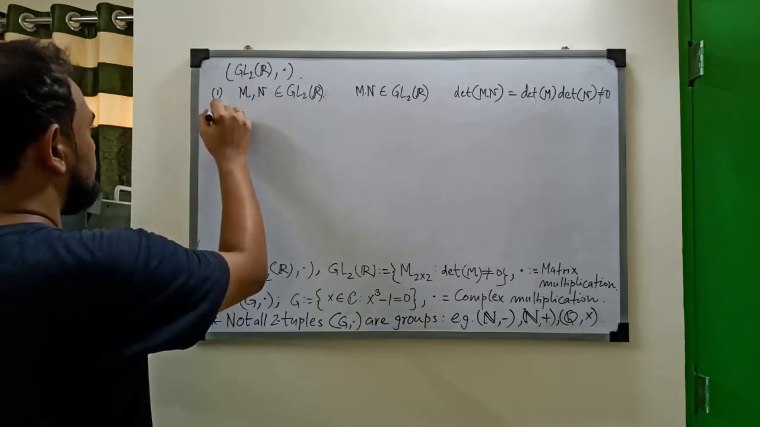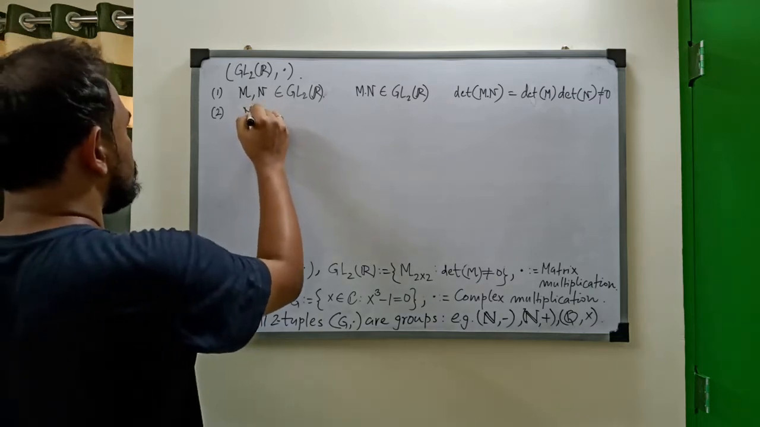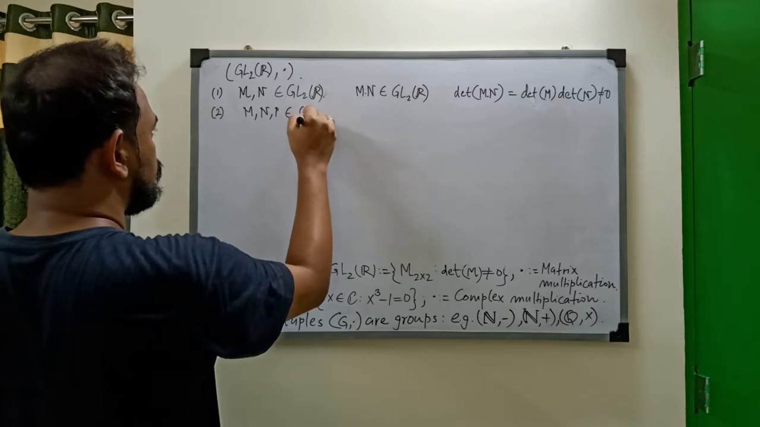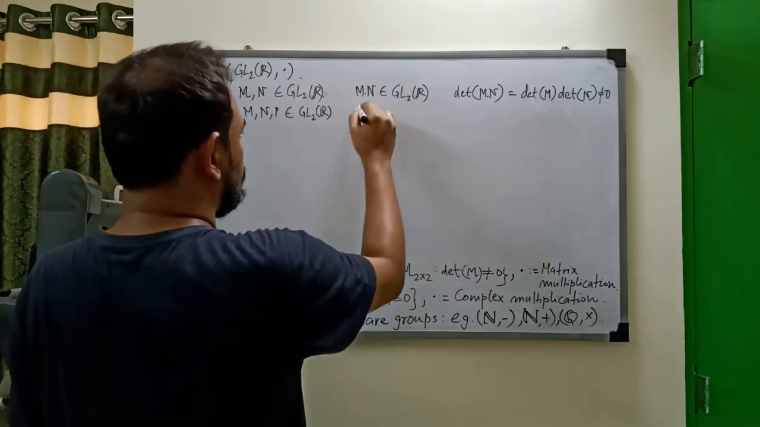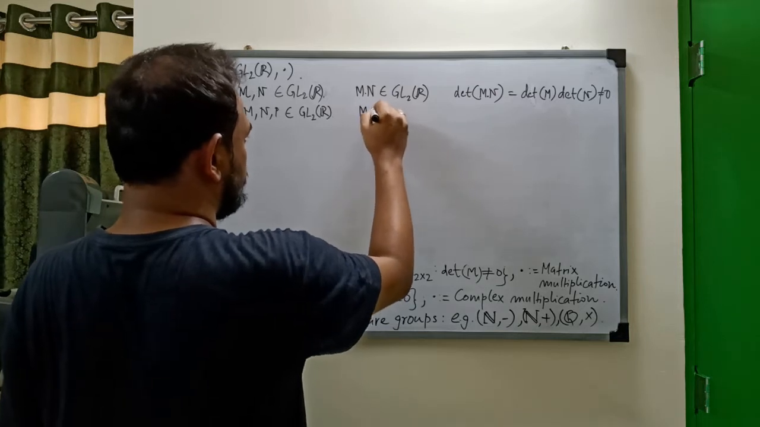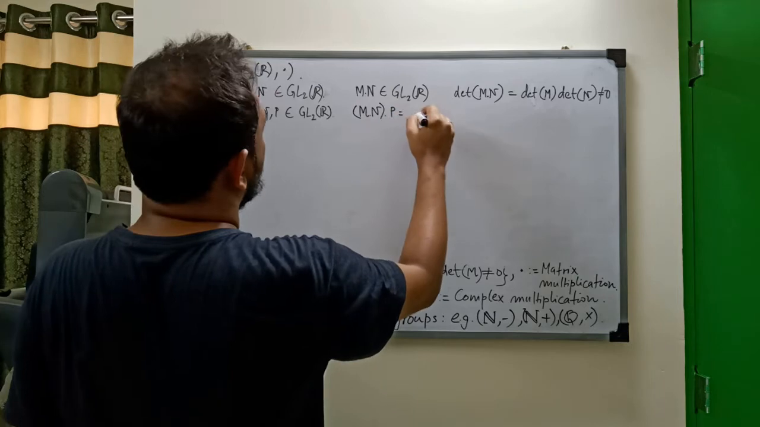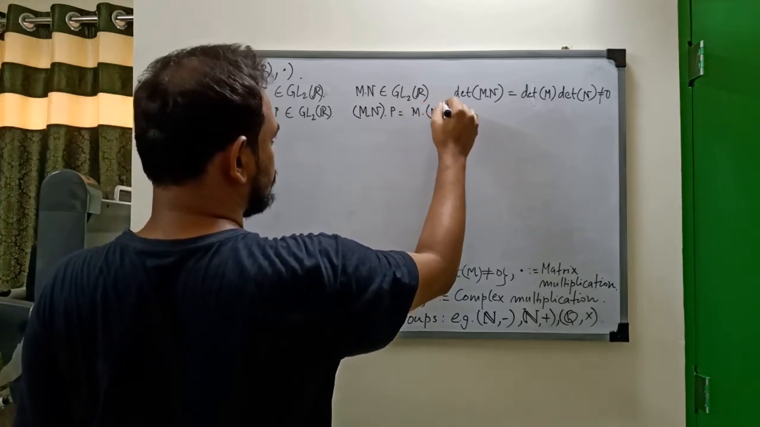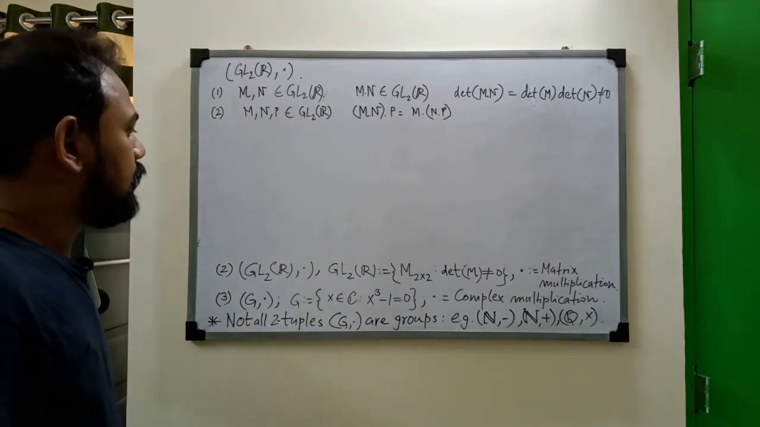Okay. What about associativity? Well, associativity always holds. M, N, P, for example, if I take 3 elements, and we've all done this a lot of times, if I multiply 2 matrices first and then the third one, it's the same as multiplying the second and the third first and then the first with it. That always holds. So associativity really holds. There's no issue with that.